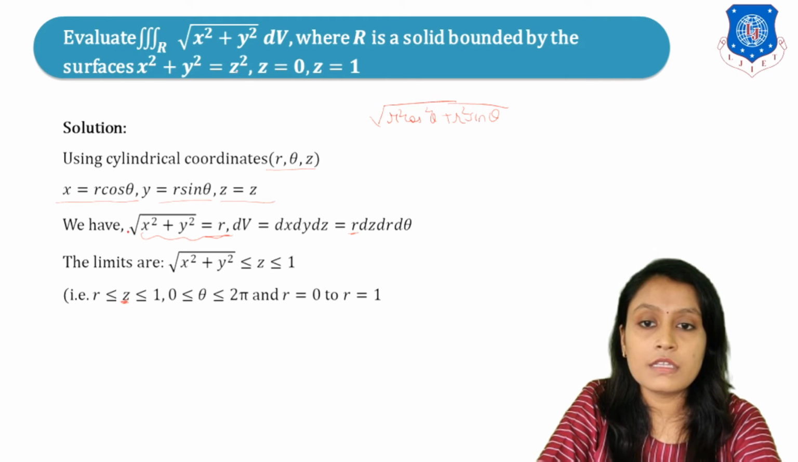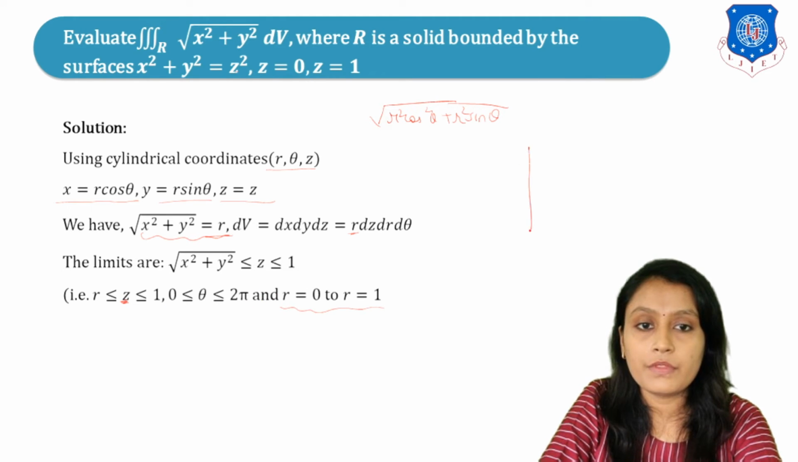Now we have this, under root of x square plus y square as r, so you will get r less or equal to z less or equal to 1, and the limits of theta: 0 less or equal to theta less or equal to 2 pi. Here we have the whole circle, that is x square plus y square is equal to 1, so the limit of theta will be from 0 to 2 pi.